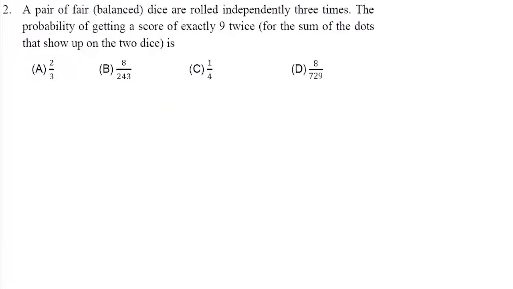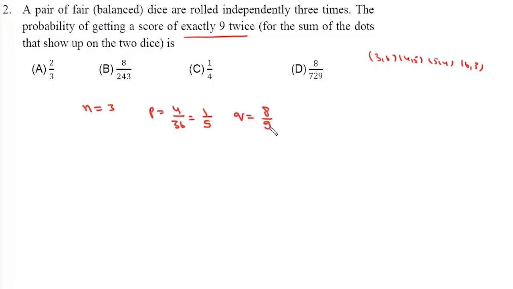Now the next question is, a pair of fair dice are rolled independently 3 times. So in this case we have n equals 3. The probability of getting a score of exactly 9 twice. So getting the sum exactly 9, that is your success. And the probability of success will be, now we'll get 9 when we have 3, 6 or 4, 5, 5, 4 and 6, 3. So this probability will be 4 by 36 or 1 by 9, and the probability of failure will be 8 by 9.